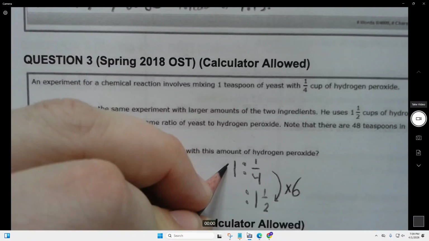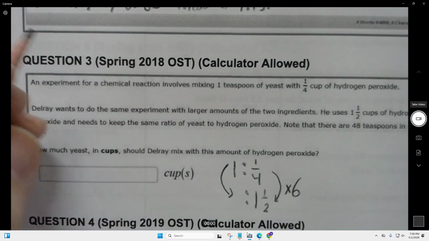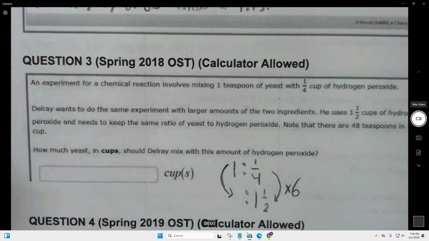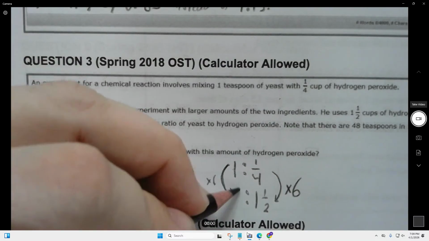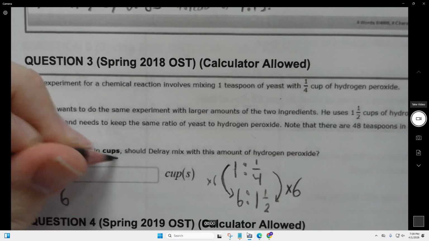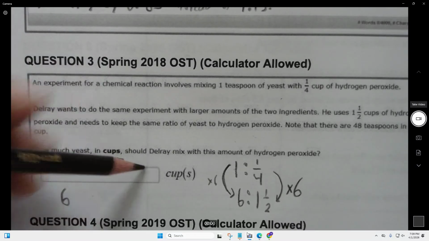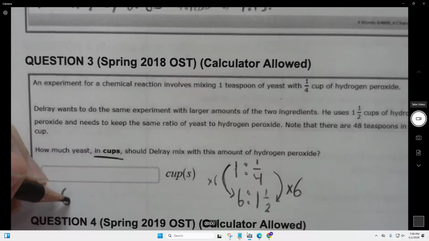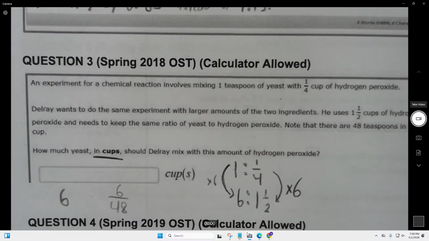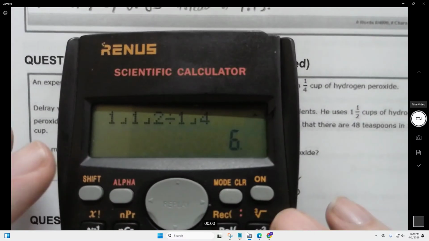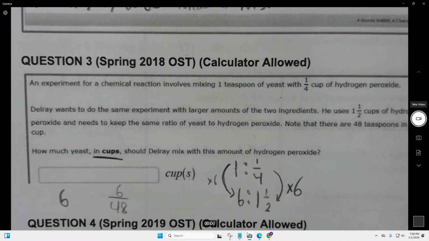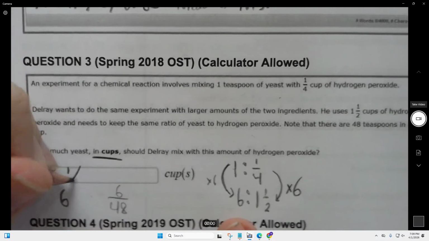So, if we're multiplying the hydrogen peroxide by 6, we have to multiply the teaspoons of yeast by 6. We used 1 originally. 1 times 6 would be 6. So you would think to put 6 here, but you're wrong, because it says how much yeast in cups should Del Rey mix with this amount of hydrogen peroxide. You're using 6 teaspoons. There are 48 in a cup, so 6 teaspoons out of 48 would be 6/48, 1/8 of a cup of yeast.